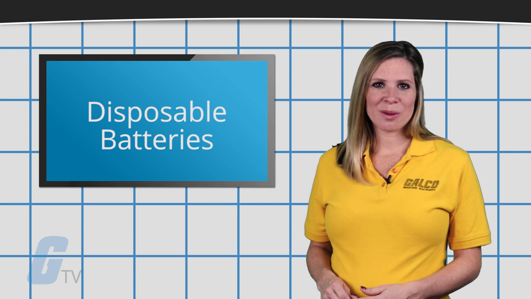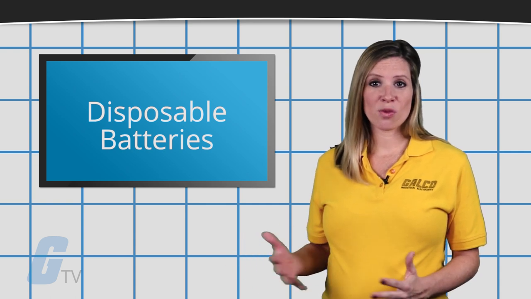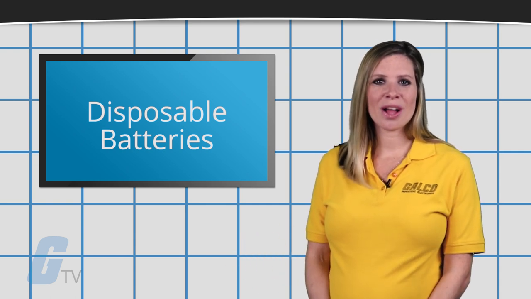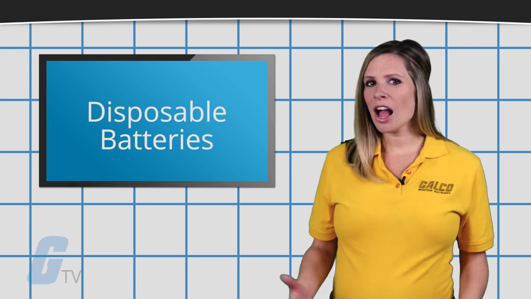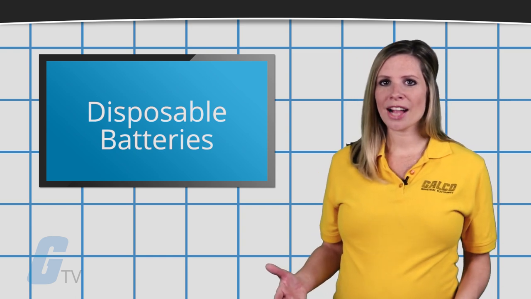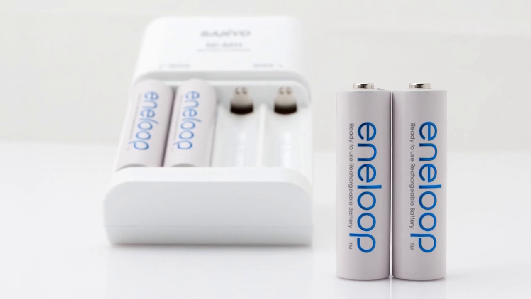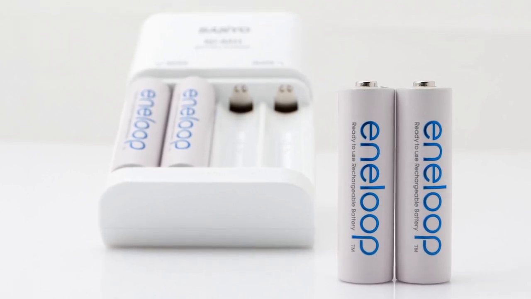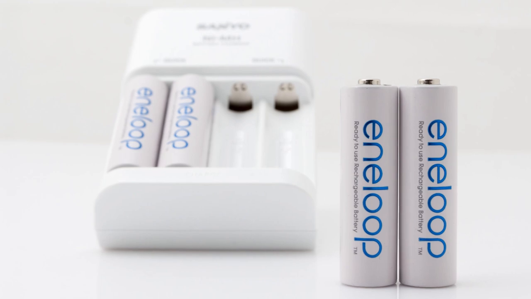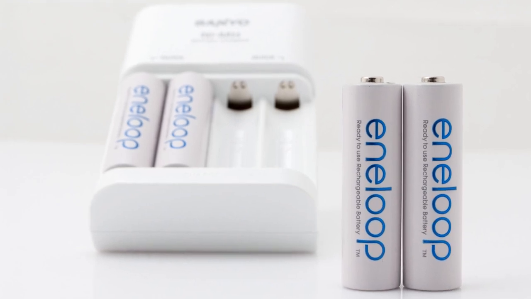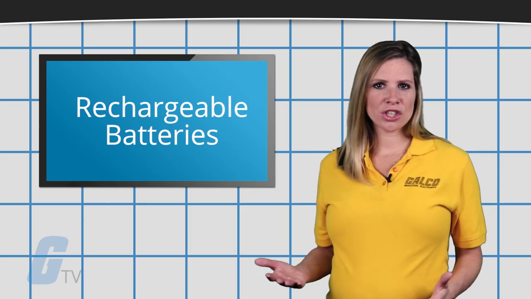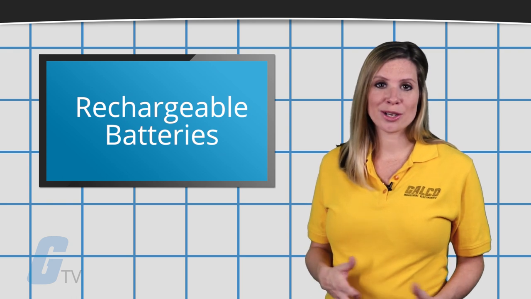These batteries only work in one direction, transforming chemical energy into electrical energy. But in other types of batteries, the reaction can be reversed. Rechargeable batteries are designed so that electrical energy from an outside source can be applied to the chemical system and reverse its operation, restoring the battery's charge.